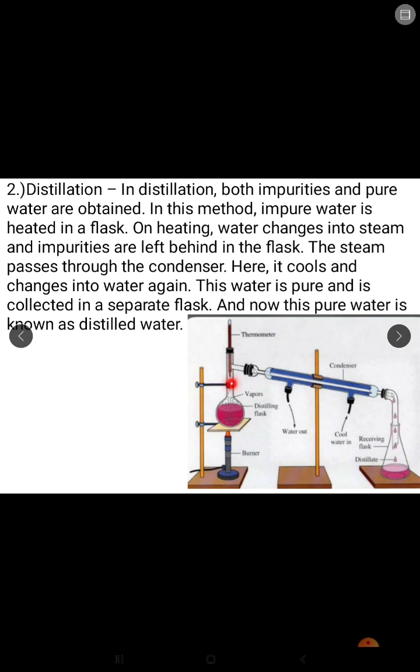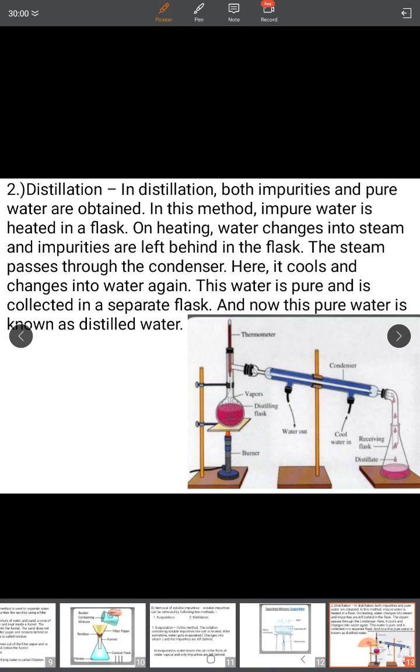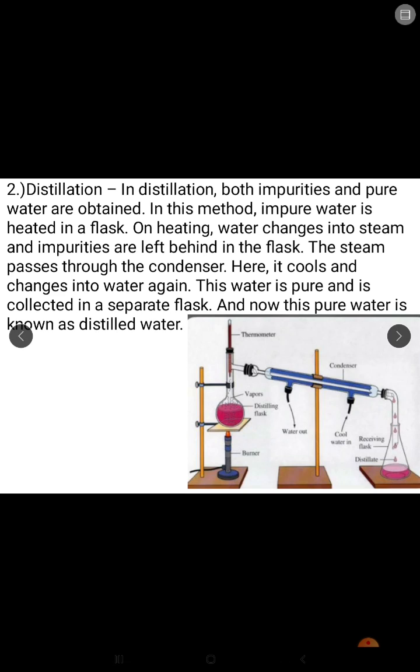distillating flask. Here a thermometer is kept at the top. Here it is connected with one tube-like container. This is known as a condenser, and this condenser is again attached with this flask. So what happens here? On heating water, now this distilling flask contains water along with the impurities.